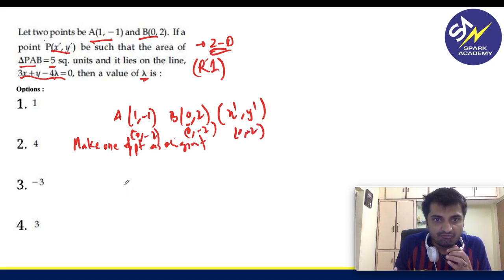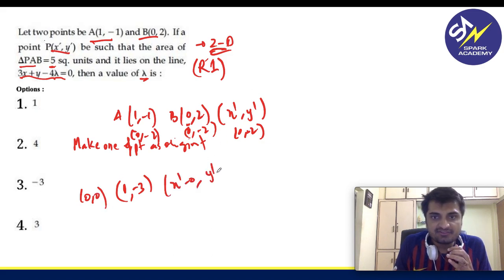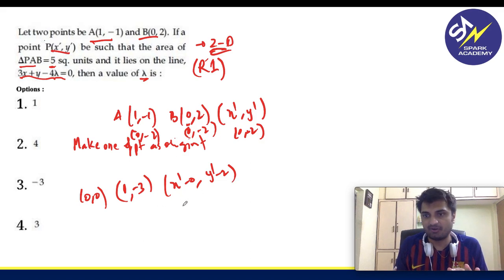So what is this now? 1 minus 0 is 1. Minus 1 minus 2 is minus 3. This is 0, 0 anyways. What about this? This is x dash minus 0. This is y dash minus of minus, so minus 2 basically, yeah. So minus 1 minus 2 is minus 3. This is 2 minus 2, 0. So these are our points.